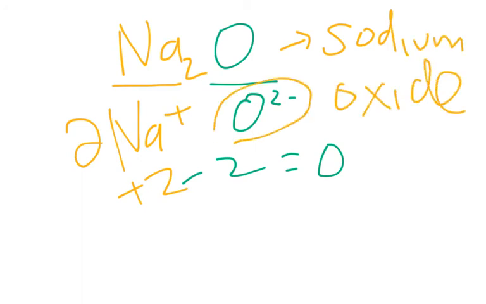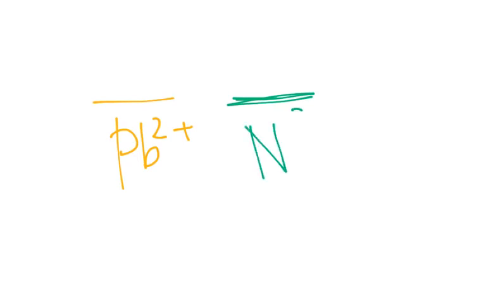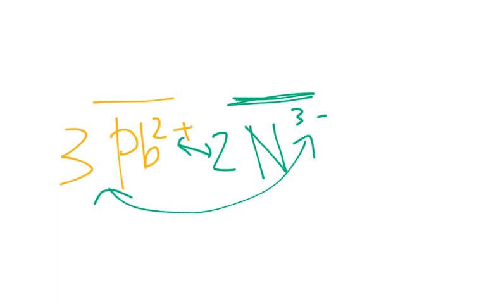And remember, it's O2 minus because it's part of the trends in the periodic table that we had to memorize. So let's look at our next number. What if we wanted to combine something like Pb 2 plus and something like N3 minus? So we would need 3 leads and 2 nitrogens so that their charges cancel out. And notice a fun trick is that these two match and these two match. So that's a fun trick if you're ever stuck with wondering how many of each you should have.